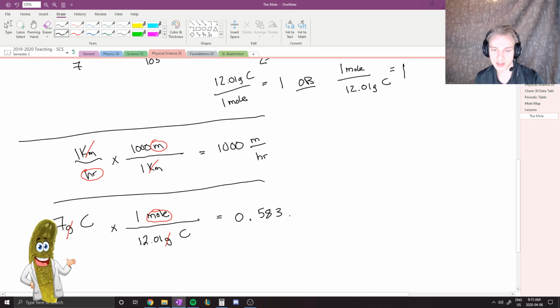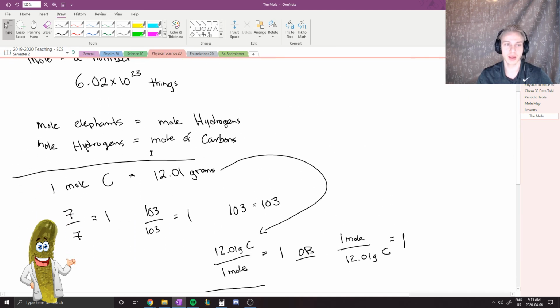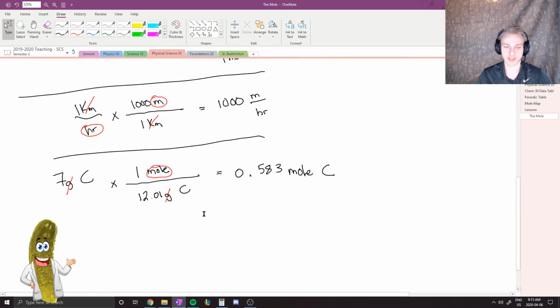And we need to describe what type of mole it is, because remember, we said that moles could be anything. A mole could be an elephant, it could be a rhinoceros, it could be a carbon. And so we need to specify that this answer would be 0.583 moles of carbon. So very simply, that's how you go from grams into moles, and we talked about some background as well, what the mole actually is, why it's relevant to us.